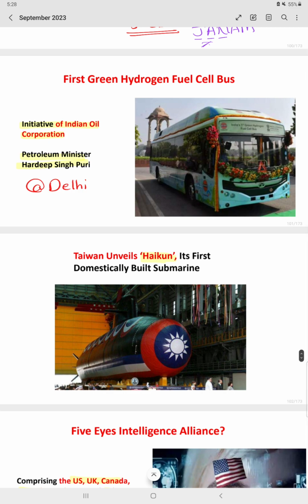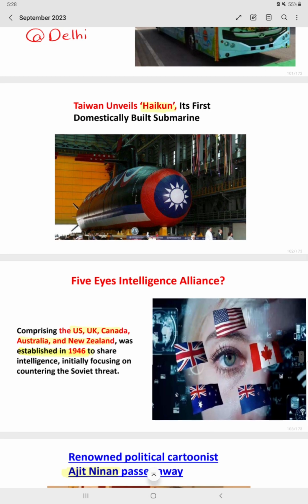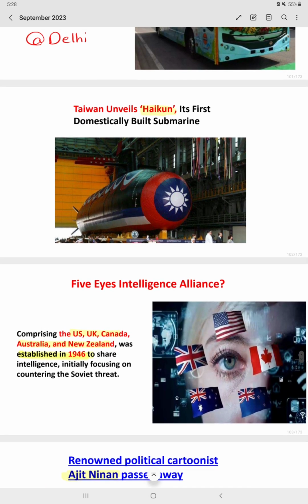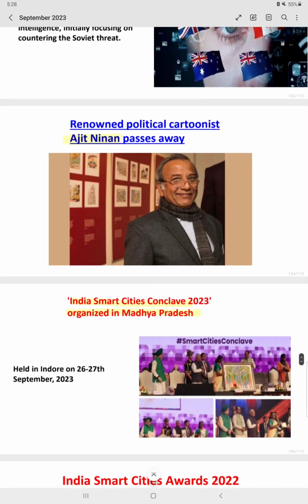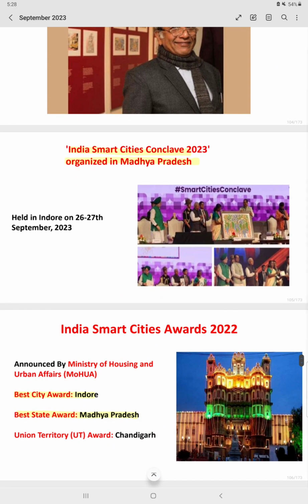The first hydrogen fuel cell bus, who has initiated this? This is by IOC, that is Indian Oil Corporation. Then Taiwan has unveiled Hai Kun. What is this Hai Kun? This is an indigenous submarine. Five Islands, we just read it. Ajit Ninan, who is he? He is a political cartoonist who passed away recently.